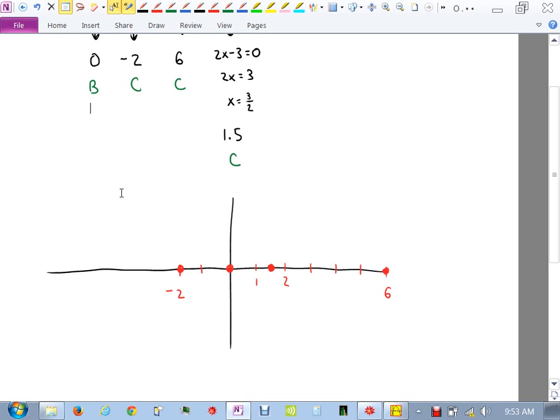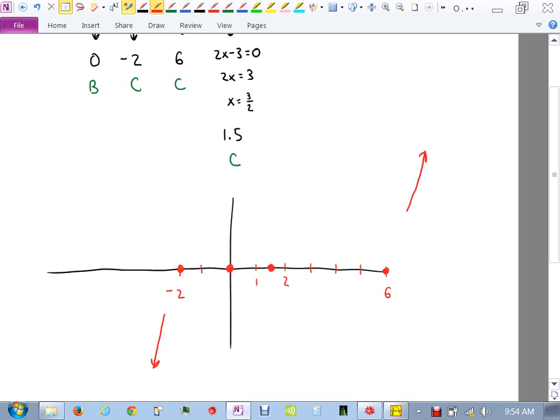What's the next thing you should do? Okay, what do you start with though? Yeah, the left and right behavior, right? What's happening on the left, what's happening on the right. So it goes down on the left, and then it goes up on the right. So I'm going to put this going down like this and up over here.